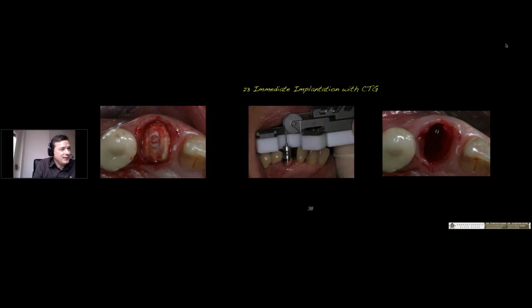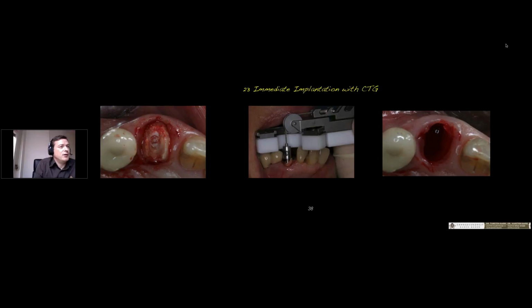Because if you use this system to extract the teeth, you get no damage of the bone and the soft tissue. It's like you open a bottle. It's very easy, and it's the best for the bone and best for immediate implantation and immediate loading.